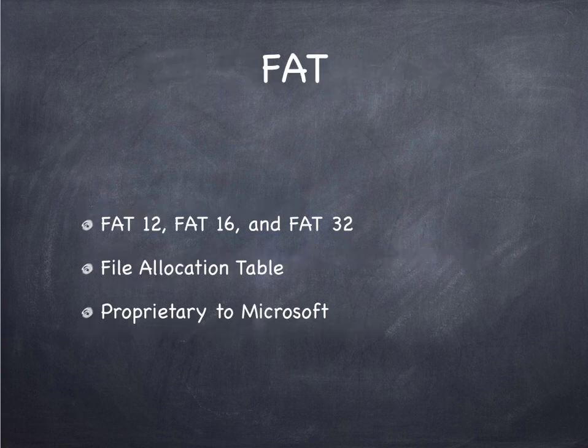With FAT, you've got FAT12, FAT16, and FAT32, with FAT12 being the only thing that ever had a one sector per cluster ratio and was only ever used on floppy disks. And you have some other versions of FAT today as well, but those were the first. And what defines a FAT file system is that it uses a file allocation table, and of course it's proprietary to Microsoft.